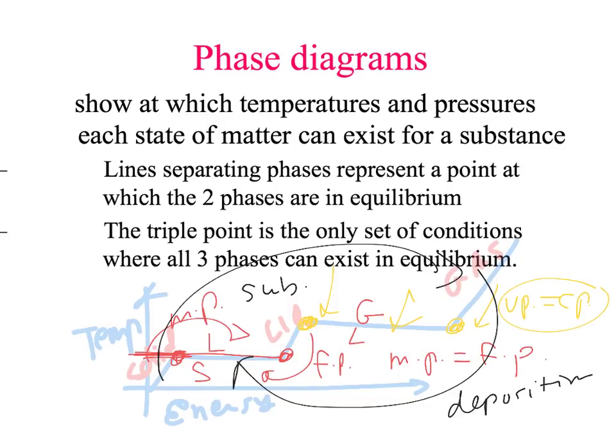In phase diagrams, the graph is a little bit of a different graph because the y-axis is now pressure and the x-axis is temperature. And phase diagrams give us a whole lot more information than this heating curve or phase change diagram, because it brings pressure into the equation. Phase diagrams show at which temperatures and pressures each state of the substance can exist. They have special lines that separate the phases, and they have special points called the triple point and the critical point, which we will see in a minute.